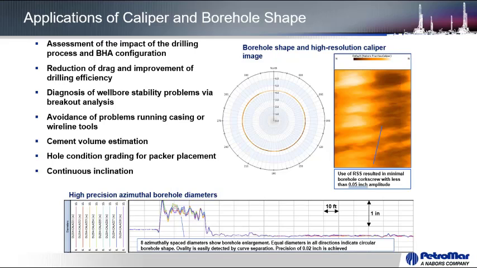On this scale, five divisions is one inch. So there we can see the actual resolution and the details that we can see from the caliper image, which has a precision of 0.2 of an inch when the borehole is in ideal conditions. Also, we get continuous inclination, which is one of the key factors to identify micro doglegs in the drilling process, which at the end will affect all the drilling process, the casing running, and cementing as well.